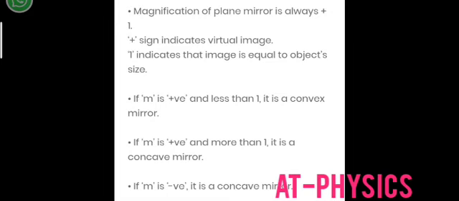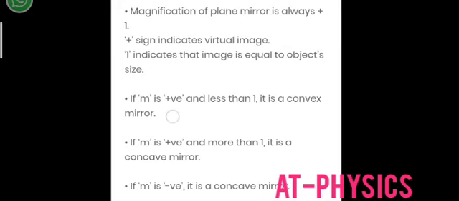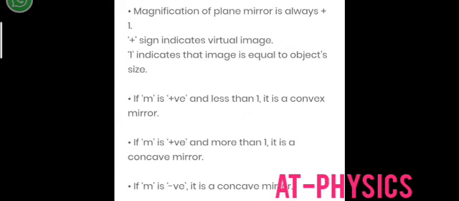So if M is positive and less than 1, it is a convex mirror. Remember one thing, if M is positive and less than 1, it is a convex mirror. If M is positive and more than 1, it is a concave mirror. And if M is negative, it is a concave mirror. So in both positive and negative cases, it is a concave mirror.